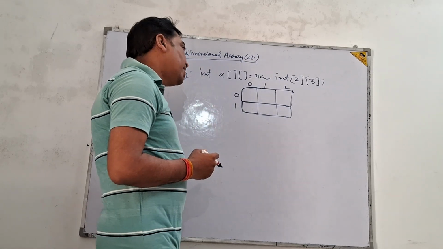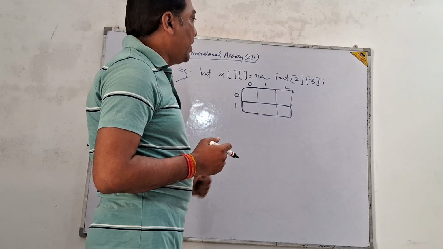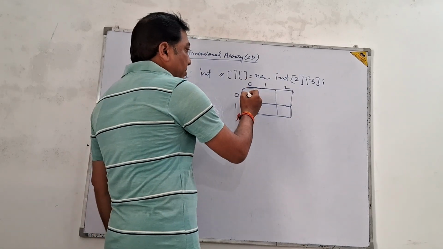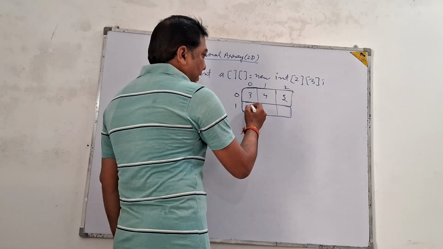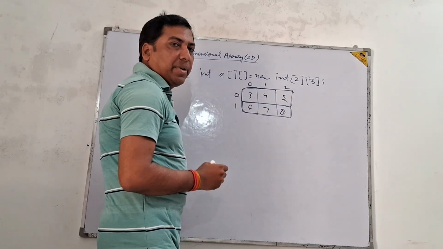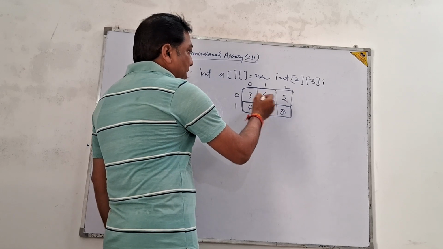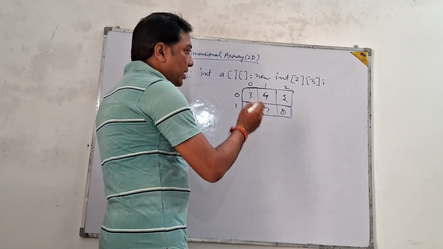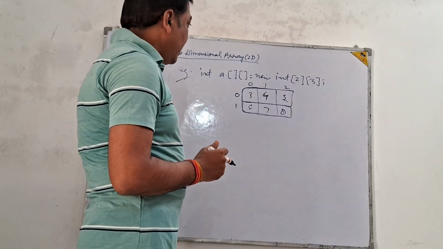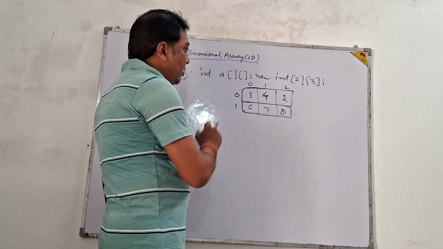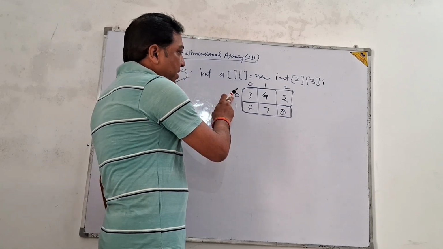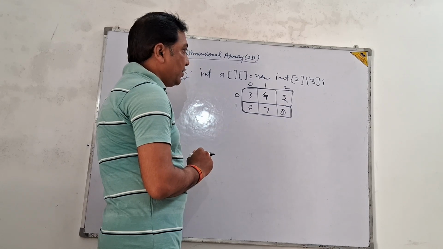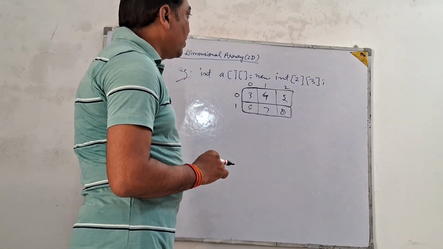And in a 2D array, to find any element, we need two indexes: one is the row index and one is the column index. Suppose the numbers are 3, 4, 5, 6, 7, 8 and you want to print a particular number like 4. So 4 is available at index 0, 1: row number 0 and column number 1. To print any number or to do any specific operation, we need two indexes. The first index represents the row number and the second index represents the column number. So this is the representation of a 2D array.